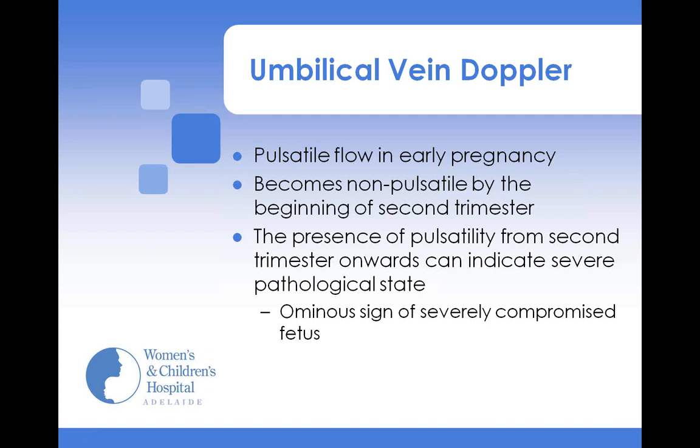The final of the advanced fetal Dopplers is the umbilical vein Doppler. So in early pregnancy, the umbilical vein can be quite pulsatile and becomes non-pulsatile by the end of the first trimester, beginning of the second trimester. And presence of pulsatility in the umbilical vein from the second trimester onwards can indicate severe pathological state. And if you show a true real pulsatility in the umbilical vein, it's an ominous sign of severely compromised fetus and really imminent mortality, although they have been shown to survive into the 30-31 week gestation.